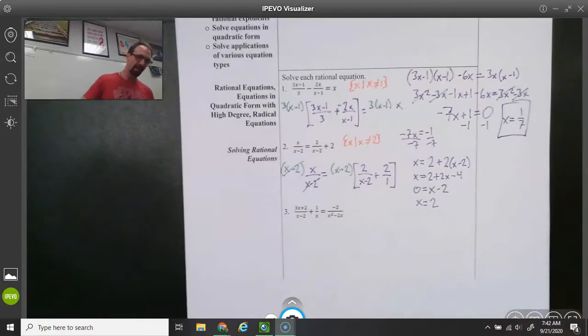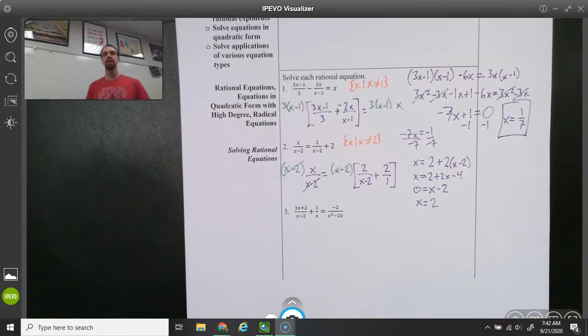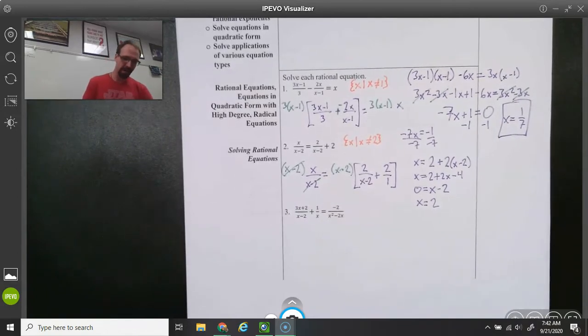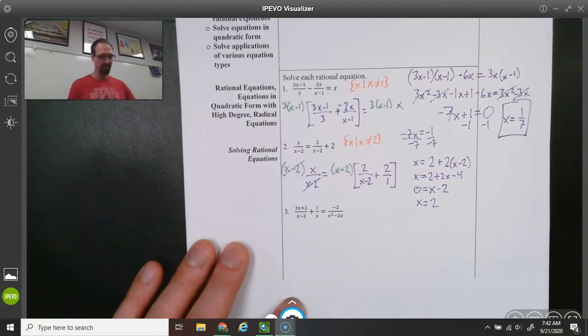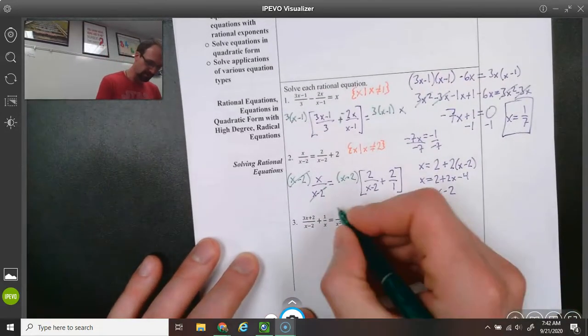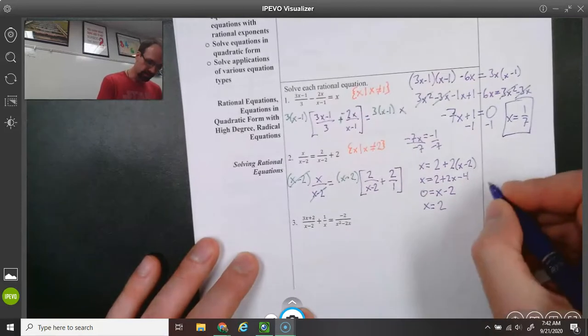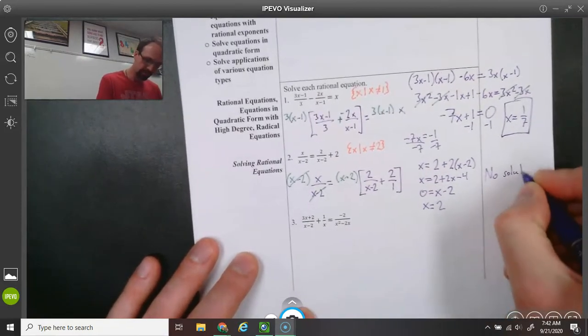All right, so my solution is 2, and I'm good to go, and you can now see that there's a problem. And the problem is, when we have this 2 here, it doesn't work. If I put a 2 back in, I'm dividing by 0. So in this case, what would we do? Well, in this case, you have no solution. The solution you found was an extraneous solution. It was not in the domain. So now we have no solution. Be consistent. No solution.